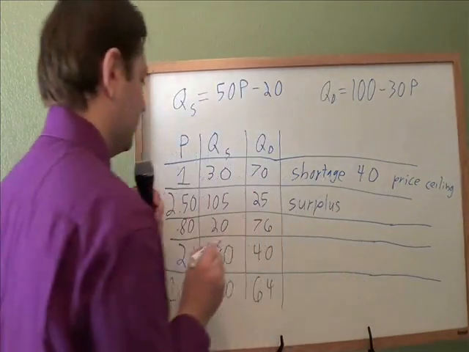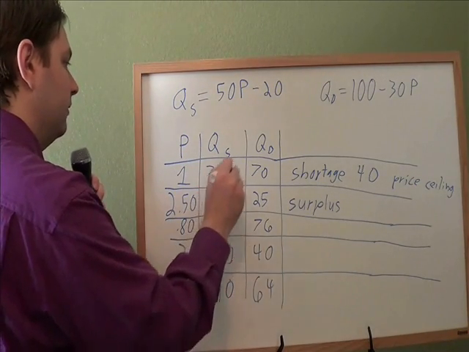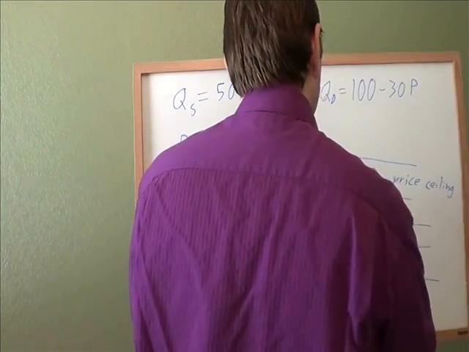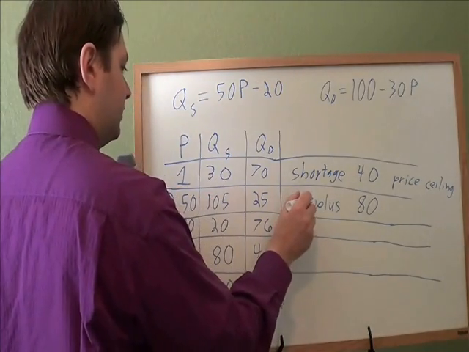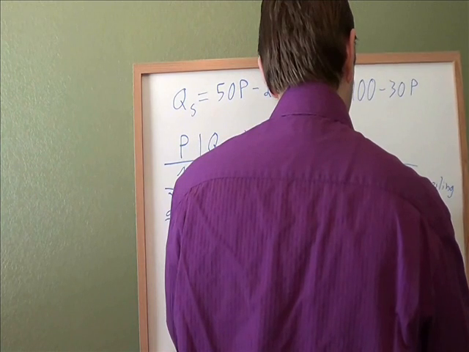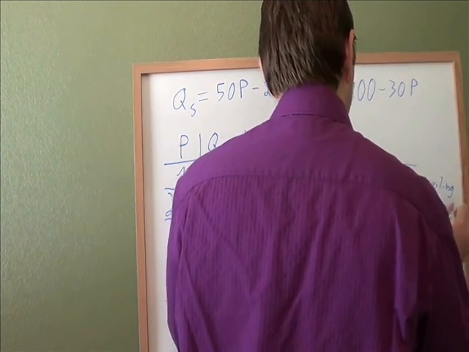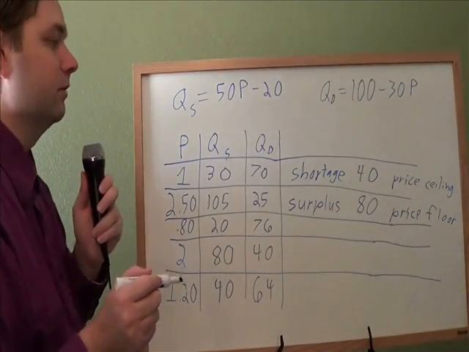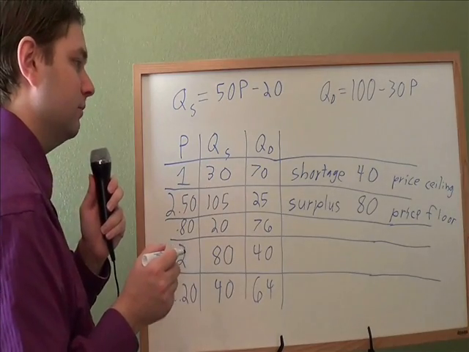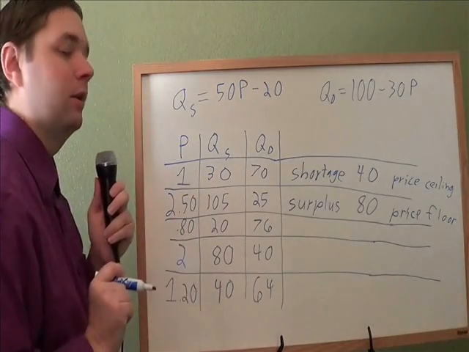And then what's the size of that surplus? Again, you just subtract. Gas stations want to sell 105. People only want to buy 25. That's a surplus of 80 candy bars a week. And anytime you have a surplus, is that a price ceiling or a price floor? It's always a price floor. Because think about it. If you're running a gas station, you're not selling as much candy as you want, what are you going to do? You're going to put it on sale. You're going to lower the price so people buy more of it. If for some reason you're not allowed to lower the price, that would be a price floor, keeps you from going any lower.